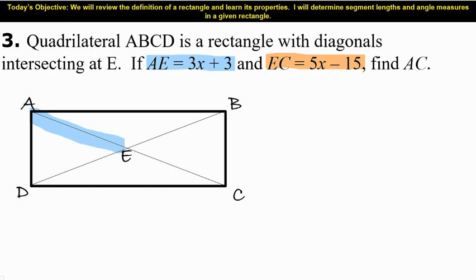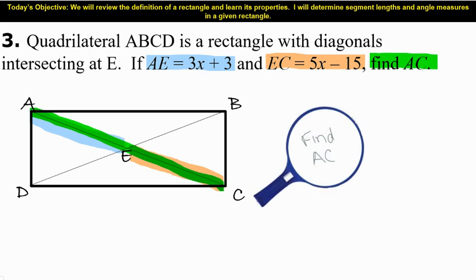EC is 5x minus 15. What is going to be true about the blue and the orange pieces here? They're going to equal each other, right? Oh, and here, look, I'm trying to find the whole thing, AC, yes? Okay, so I know that my two pieces should equal each other.